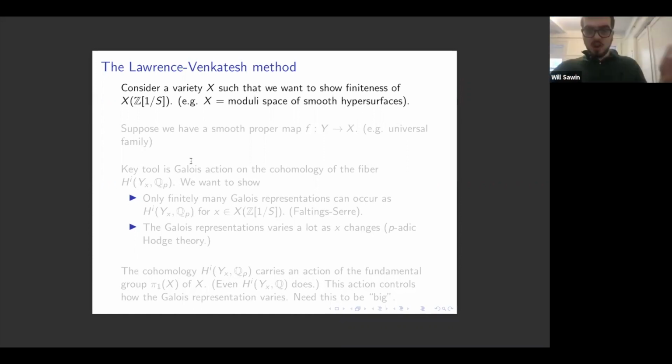And you know, one can't prove finiteness in general for many reasons. One is that many varieties do have infinitely many integer points. So we're going to assume we have some structure. And the structure I want to assume is we have a smooth proper map from some other variety Y to X. And then in our moduli spaces, this will be the universal family over the moduli space. We'll have a family of hypersurfaces.